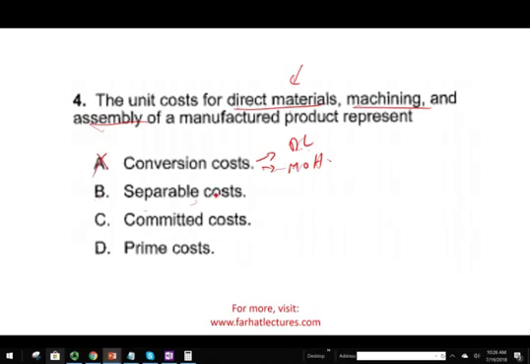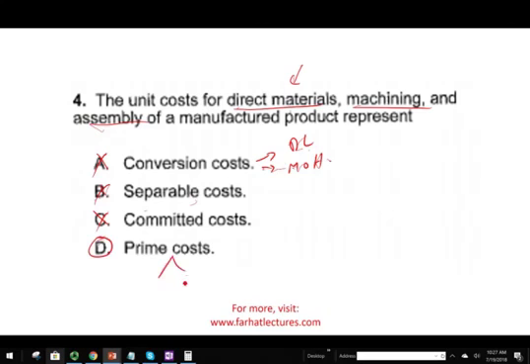Separable cost. What is separable cost? Separable costs are costs that are incurred beyond the point at which a jointly produced item becomes separate items. We'll talk about this later, but it has nothing to do with this cost here. Committed cost. What is committed cost? It's the cost that results when an entity holds a fixed asset, like when you have a lease, that's an example of a fixed cost. A committed cost is not the cost we are discussing here. By process of elimination, we are left with D.